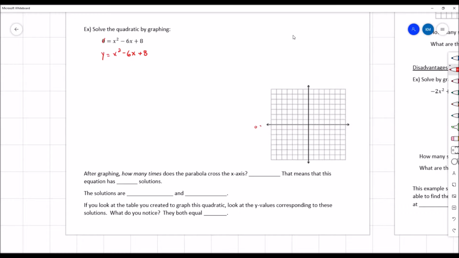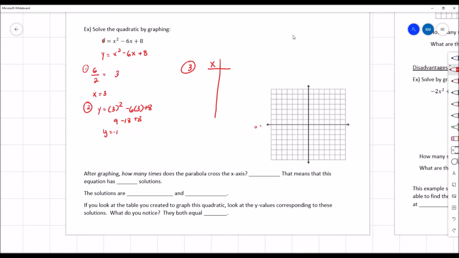So we do that, then we go through what we did last lesson. We find our axis of symmetry, opposite b over 2a, so our b is negative 6, so 6 over 2, which is 3. So our axis of symmetry is x equals 3. From there, we find our vertex by plugging that value into our function. So y equals 3 squared minus 6 times 3 plus 8. That's 9 minus 18 plus 8, that's negative 1.